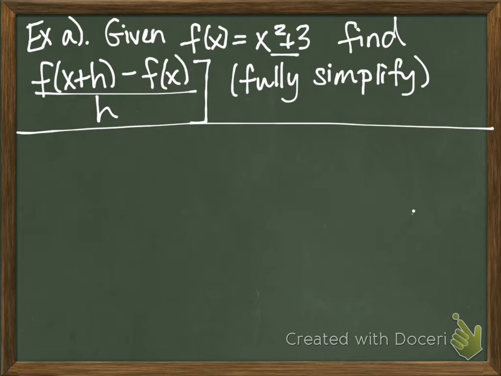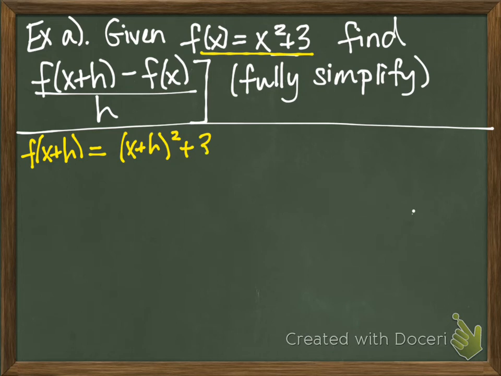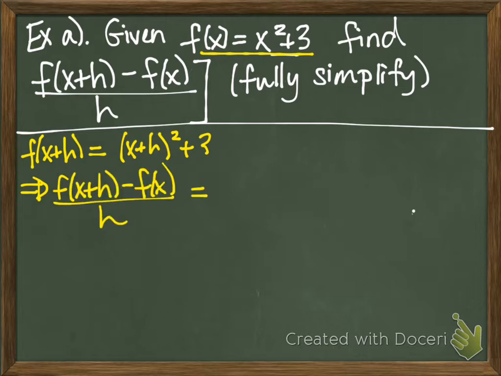Okay, first, let's look at the first term in the numerator. So notice, f of x plus h. What does that mean? We go back to my function. This says, take whatever you give it as an input, square it, and add 3. So now that means I'm going to take x plus h, I'm going to square it, and I'm going to add 3.